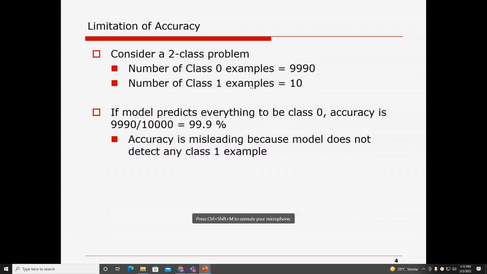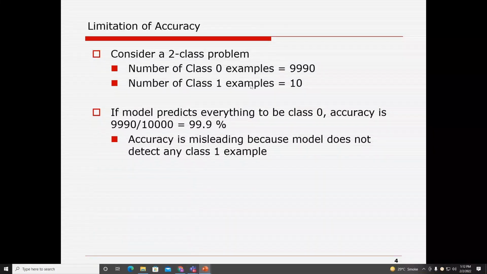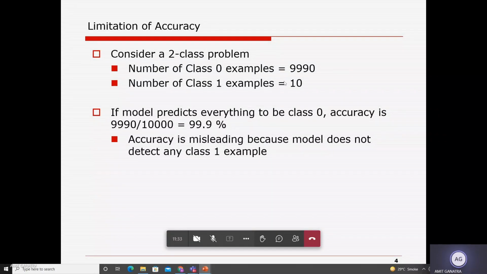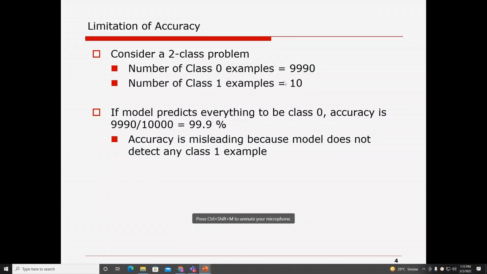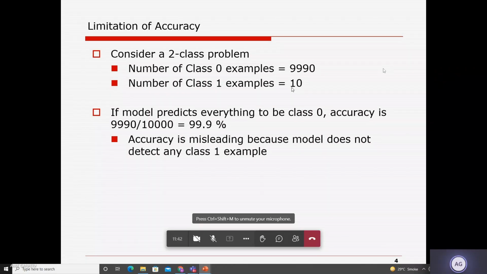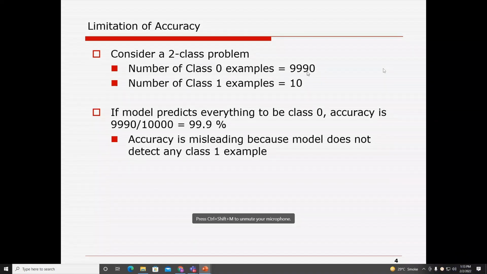Right, so these are the limitations of accuracy, and that's why some additional measures are required. So let us consider a 2 class problem, okay? The number of class 0 has 9990 examples, and class 1 has 10 examples. If the model predicts everything to be class 0, then your accuracy is 9990 divided by 9990 plus 10, that is 10,000. So it is 99.9%. But this accuracy is misleading because the model does not detect any class 1 example.